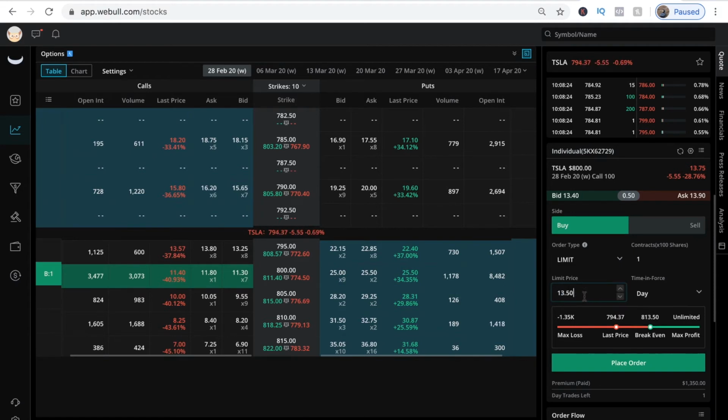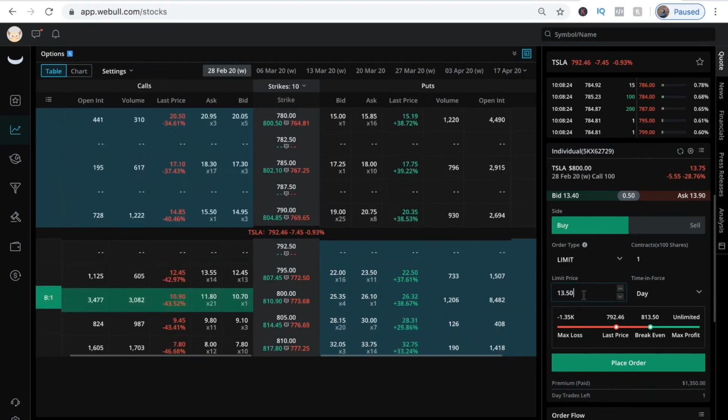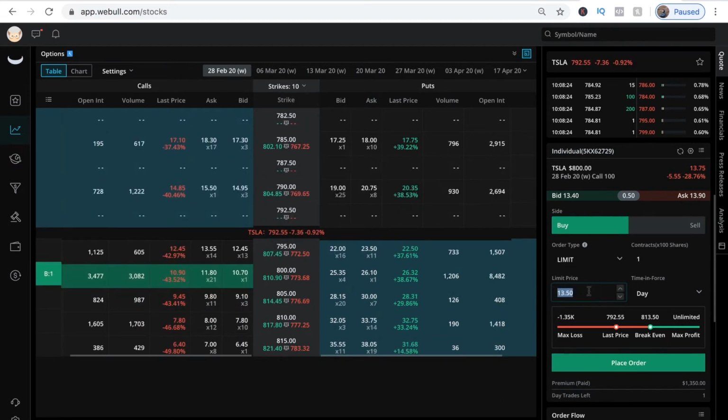So if Tesla's trading at $805 come Friday, your intrinsic value, at expiration, is going to be $5. So you're actually going to lose a significant amount of money, a couple $100 on that trade. If Tesla is trading at $820, then you're actually going to make a few $100 because your intrinsic value is $20 on that contract, and when it expires, there's no time value, there's no volatility factor, so you don't have to worry about those things.